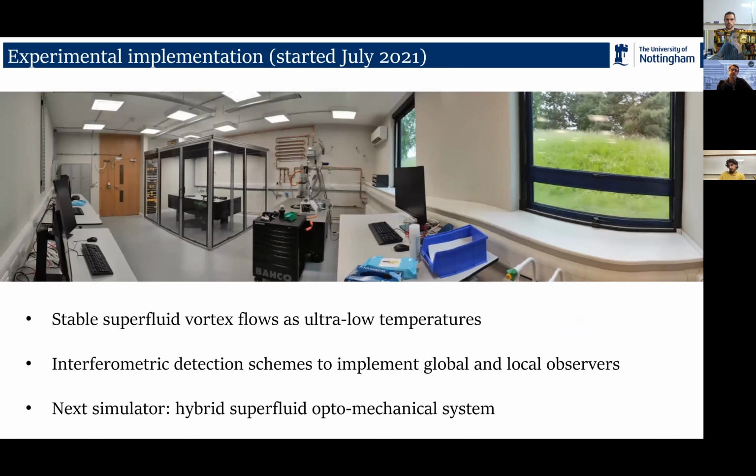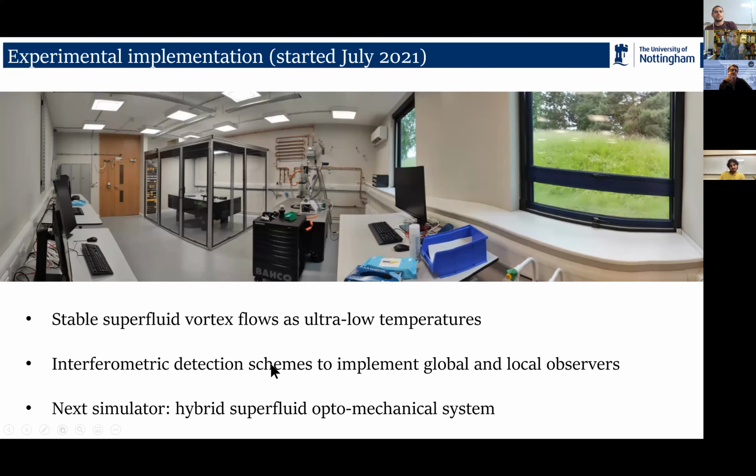And how does this look? So we started the experimental implementation, not for an ultra-cold atom system, but for superfluid helium. Last slide, Stefano. This is the new lab. We started in July this year. We want to set up a stable superfluid vortex flow at ultra-cold temperatures. The experiment is here in the middle. We are now working with interferometric detection methods to implement global and local observers.